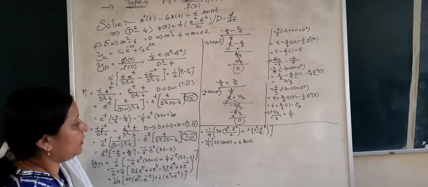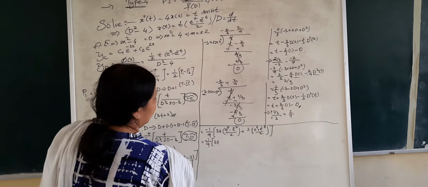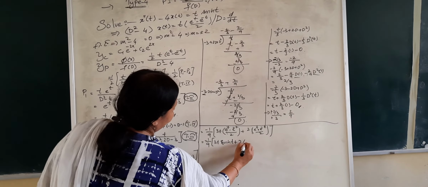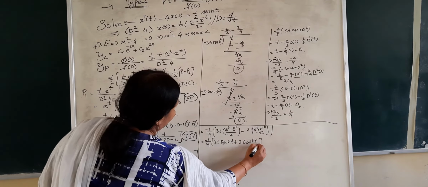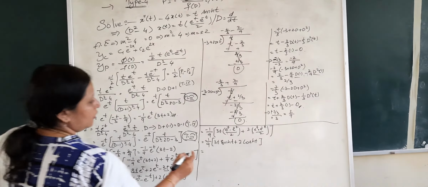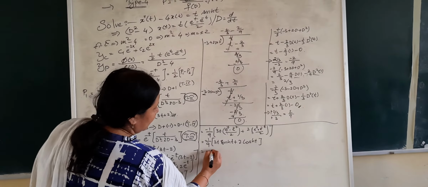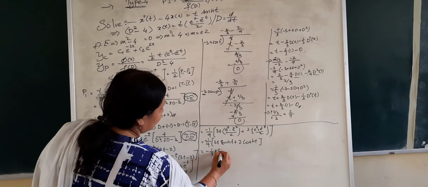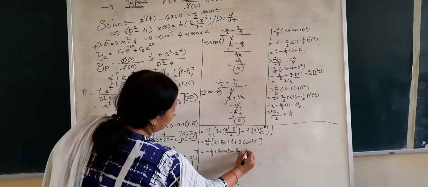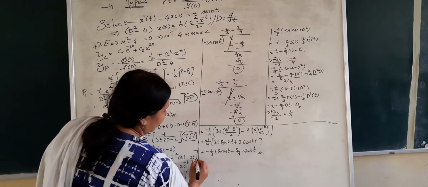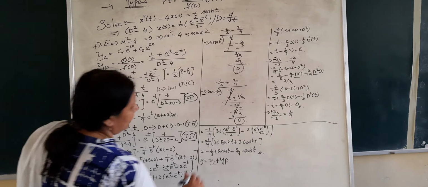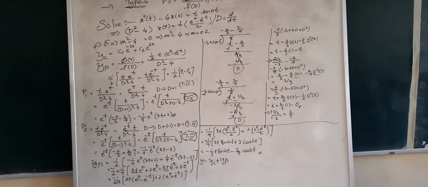Sorry, I got to revert back. Negative sign for sine and positive sign for cos. Okay, then you can multiply by 1 by 9 also. So this becomes minus 1 by 3 t sine ht minus 2 by 9 cos ht. This is our yp.